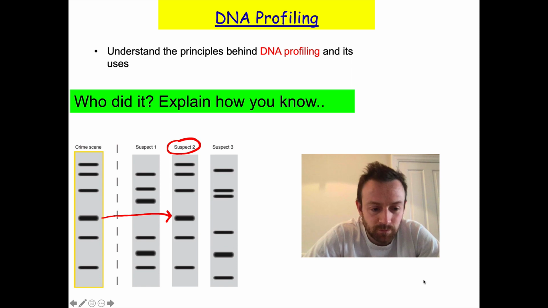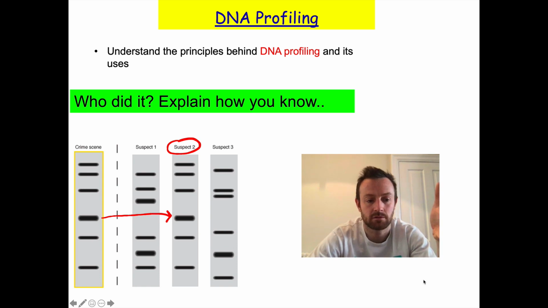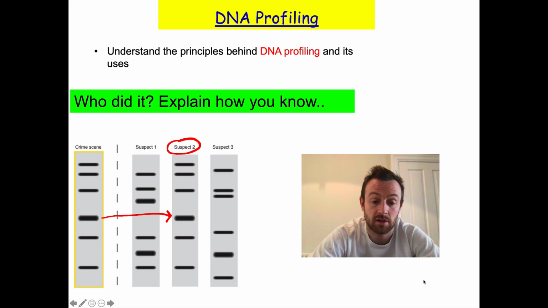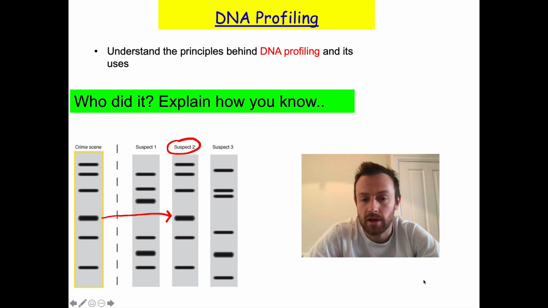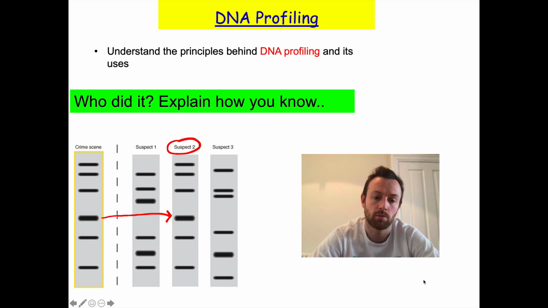Well, it's suspect 2. And the reason that you knew that was because you matched the pattern of the crime scene to the pattern of the suspect. So really DNA profiling involves matching this banding pattern. Now you can do that without knowing much about the technique at all, but we're going to be looking at how this banding pattern is produced and why this banding pattern is different in different people and how we can be sort of sure about that.